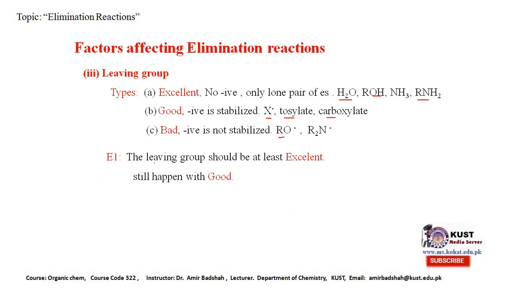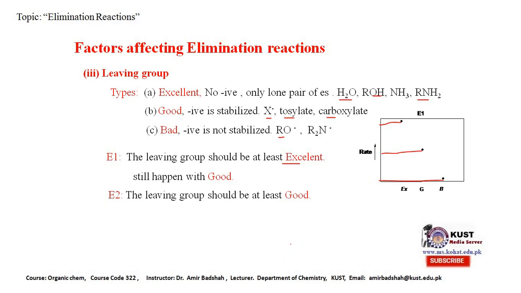So in case of E1, the leaving group should be at least good. If it is not, the E1 reaction will not take place. It will still occur if the leaving group is good, but it will never occur when the leaving group is bad. For example, as shown here, when it is excellent the rate of E1 will be very high, but when it is good it will still follow E1, but the rate will be low. But when it is bad, the rate will be very low, so it doesn't occur.